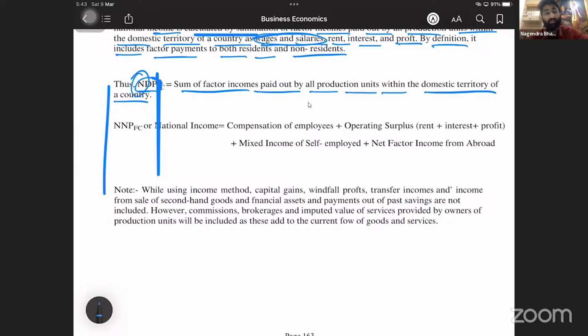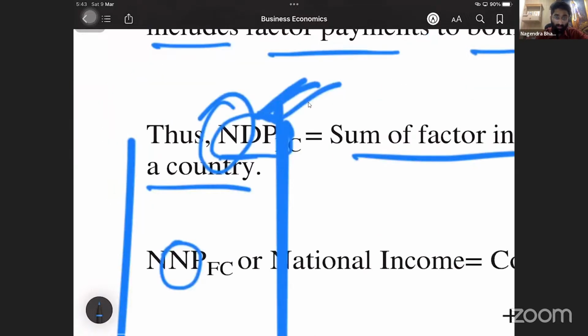If it was gross, what would you have to do? Add depreciation. Here, don't add depreciation, because it is not gross. It is net. In net, don't add depreciation. See, compensation to employees, operating surplus, mixed income of the self-employed, net factor income from abroad. Sir, why are we adding net factor income? Because it is national. Here it was domestic, but here it is national.